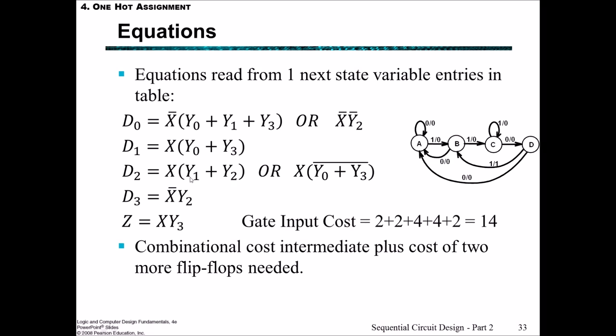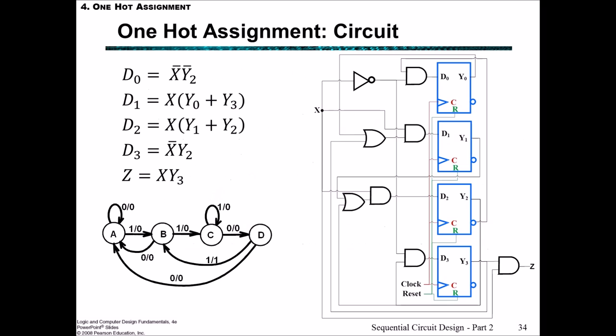So we get a gate cost then of 2 plus 4 plus 4 plus 2 plus 2 gives a total of 14. And then we're going to implement this. It's not just the combinational cost in this case where we've got 14 gate costs for the combinational logic, but actually we require 2 more flip-flops. This is the implementation of that. On the left-hand side, you've got the equations from the previous page. So this is the D0, Y0 being the output there.